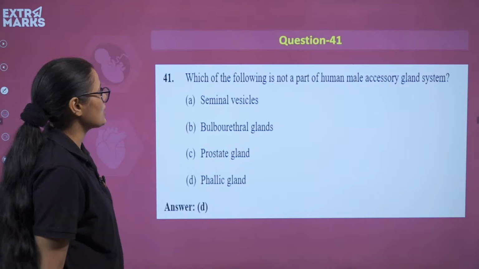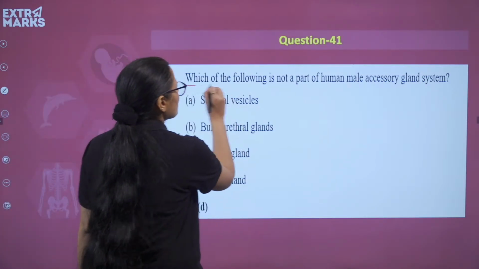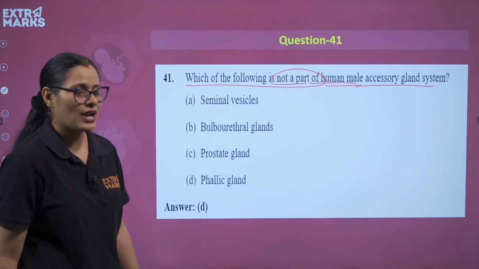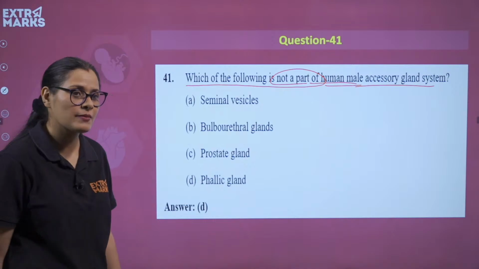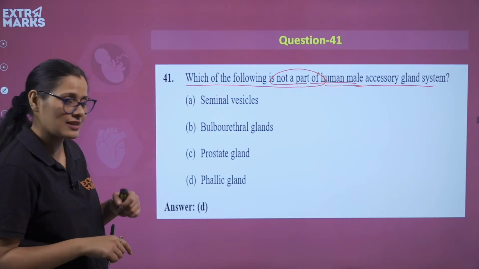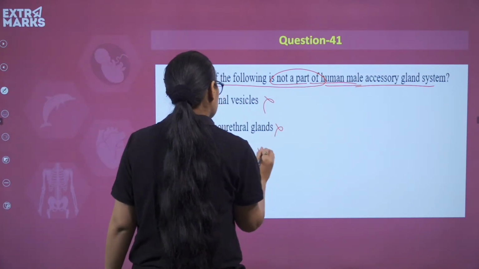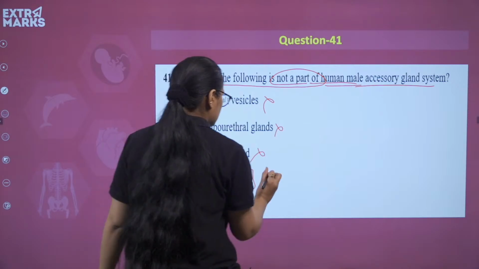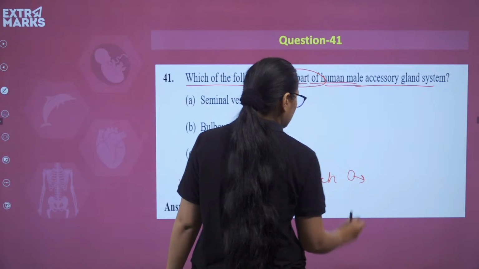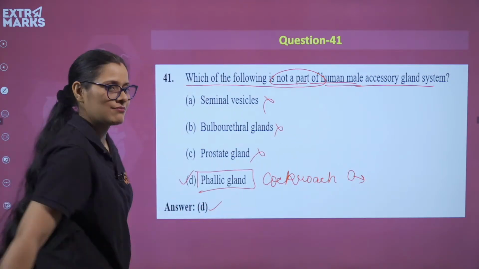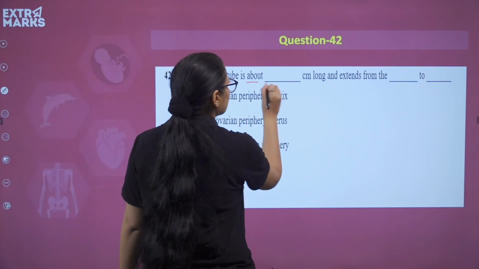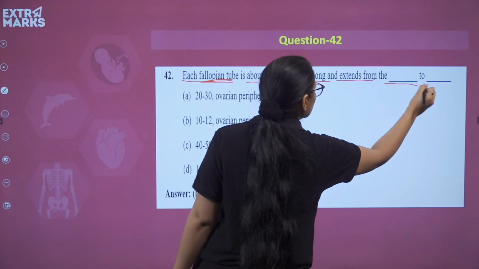The next question is question 41, that says, which of the following is not a part of the human male accessory gland system? So your accessory gland system in the male reproductive system involves your seminal vesicles, bulbourethral glands, and prostate gland. So these cannot be the correct option. Answer is phallic gland, which is present in cockroach, and that too in male cockroach. So answer is option D. Next question 42 says, each fallopian tube is about dash centimeter long and extends from dash to dash.